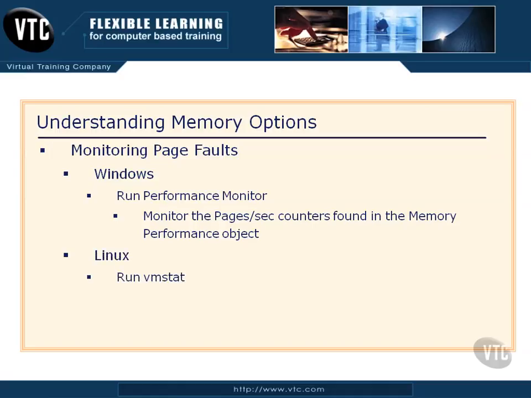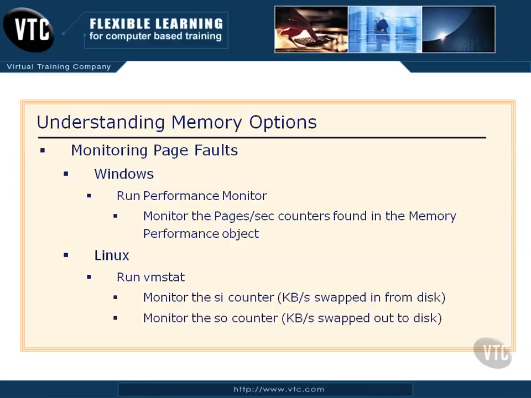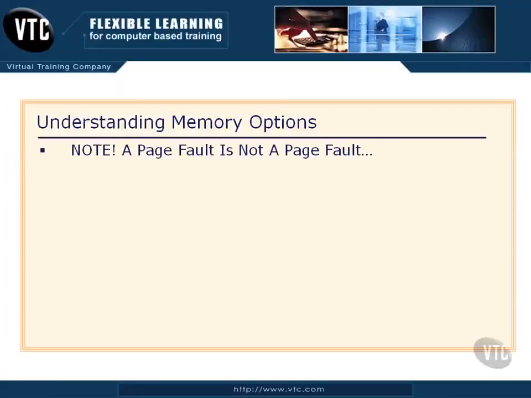Now, on the Linux side, you want to run vmstat. You want to monitor the SI counter, which gives you the kilobytes swapped in from a disk, and the SO counter gives you the kilobytes swapped out to a disk. Now, here's the next thing, and this is what tends to complicate it and will get you chasing your tail when you're trying to deal with these page faults, because a page fault is not necessarily a page fault in the sense that we traditionally have thought about these things.